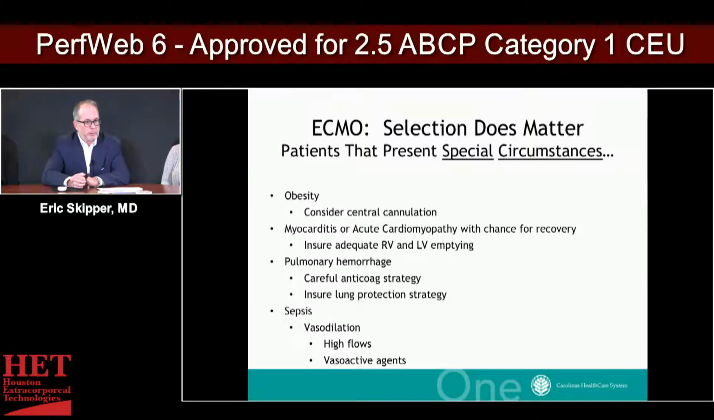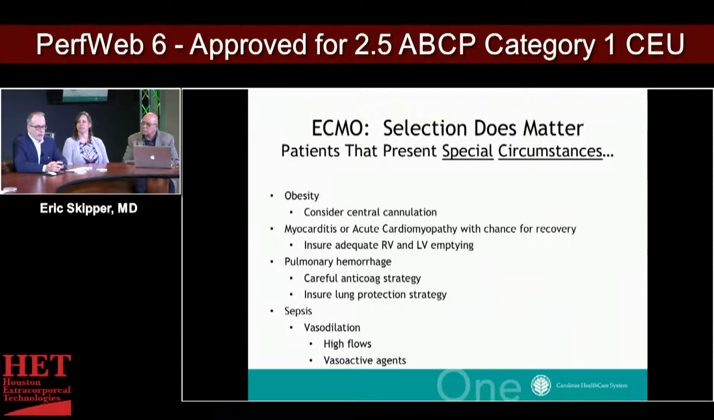Special circumstances, obesity. It's interesting. Most of the literature would say consider central cannulation, but on the other hand, if you can maintain stability of your cannulae, percutaneous peripheral cannulation may actually give you less bleeding. On the other hand, you really like to keep things out of the groin on patients where it's difficult to maintain hygiene.